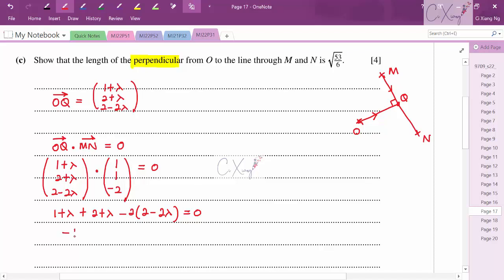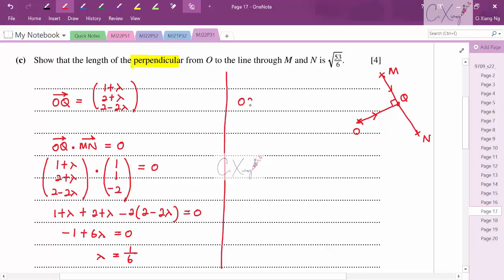So from here, if we try to simplify this equation, I'm having negative 1 plus 6 lambda equals to 0, where the lambda, I'll get a value, it is 1 over 6. Okay, so once we get the lambda, which is the value 1 over 6, we can continue to substitute into the OQ vector.